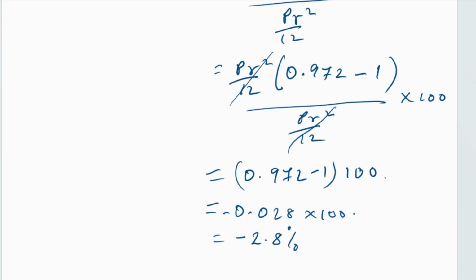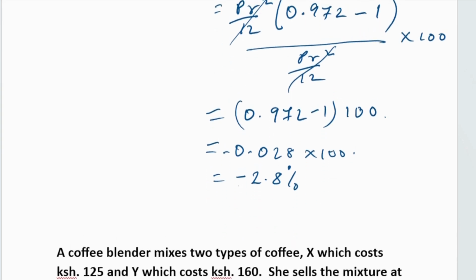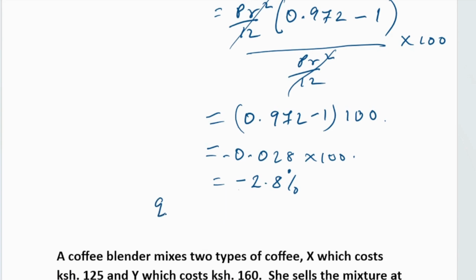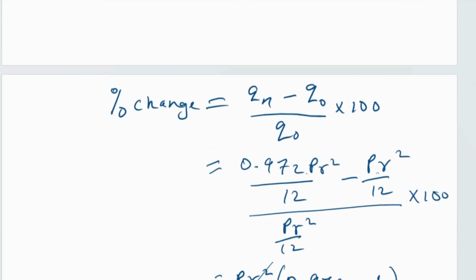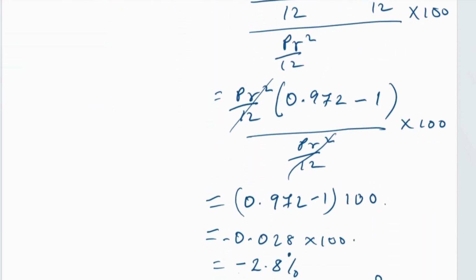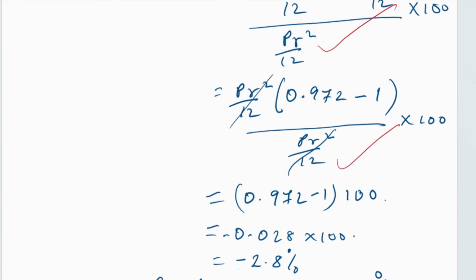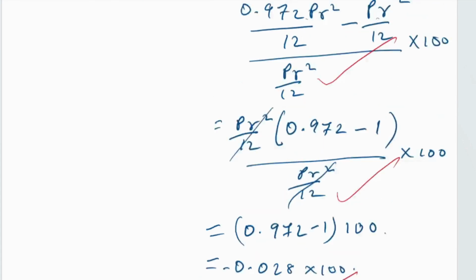2.8%. And therefore, if you obtain your answer as negative, that means it is decreasing. So that means the value of Q is decreasing by 2.8%. So that is our answer, and you just need to note these are 3 marks, and therefore you will get 1 here, another one here, and another one there.